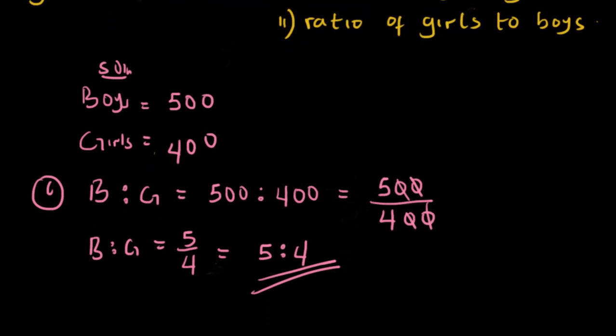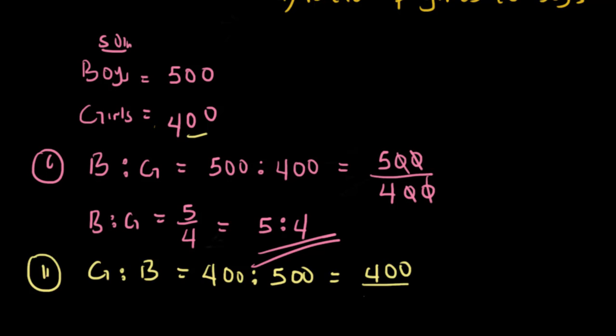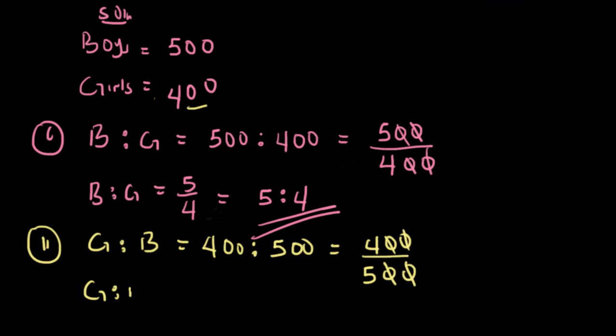The ratio of girls to boys. We have ratio of girls to boys. Now in this case, girls is coming first. And how many girls do we have? We have 400 ratio. How many boys do we have? 500. That means this is equal to 400 all over 500. Remember, 0 cancels 0, 0 cancels 0. That means the ratio of girls to boys equals 4 over 5, which is equal to 4 ratio 5.